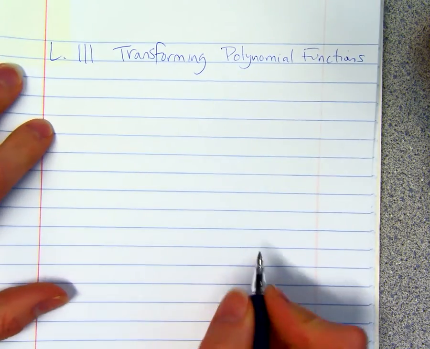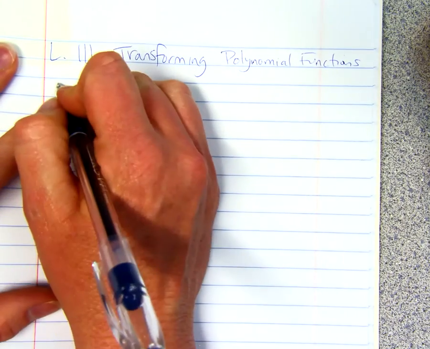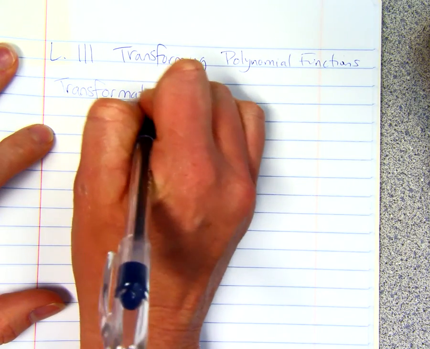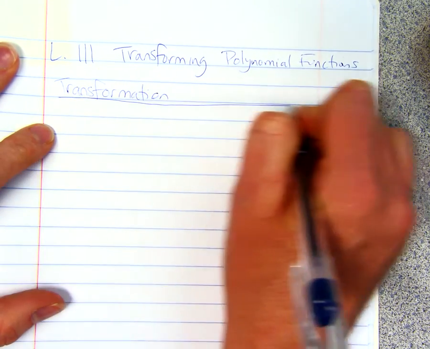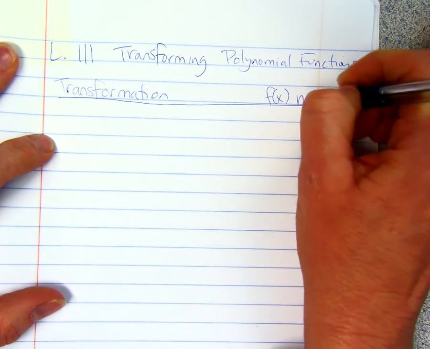I think that you guys know all of this. This is kind of like a review. So, we're going to do a table of what the transformation is that we're talking about, and then in function notation, what it would look like.